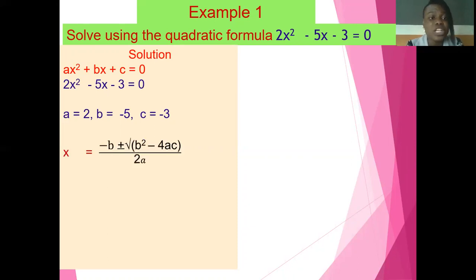Now, for the formula, you write that down. Now, we are going to substitute. So, wherever you see B, you're going to put minus 5. Wherever you see A, you're going to put 2. And wherever you see C, you're going to put minus 3. So, that's what we're doing now.